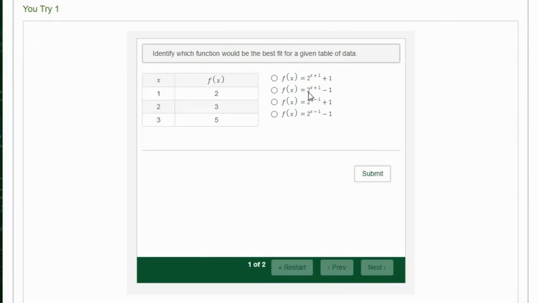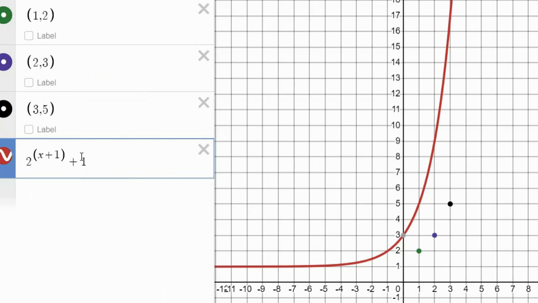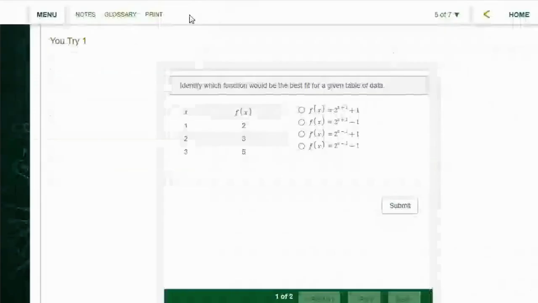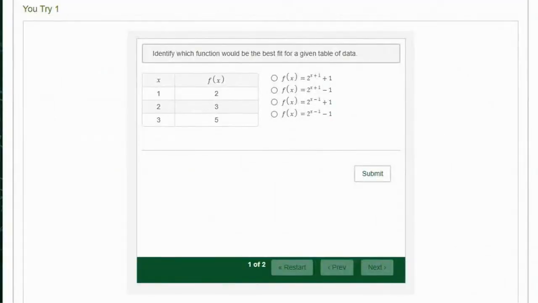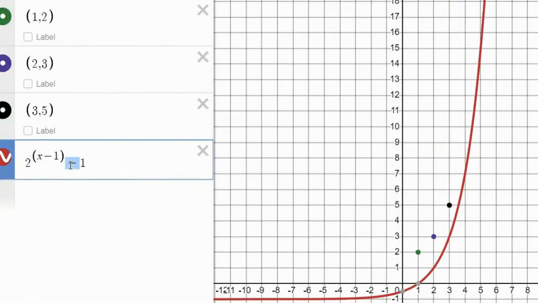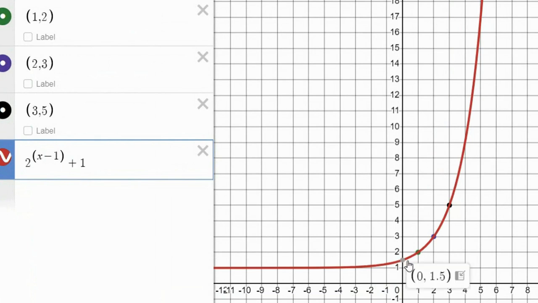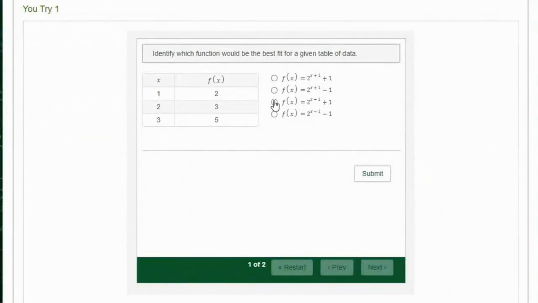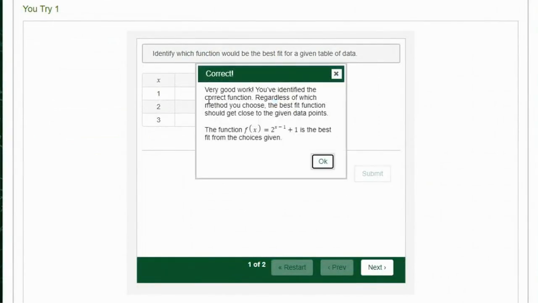How about 2 to the x plus 1 minus 1? Let's try minus 1. Nope, that doesn't work either. How about 2 to the x minus 1 plus 1? So change this to a minus and this to a plus. Hey, that's it. It goes through all 3 points. So I would come back here and say it's this one. Submit. Correct. That's how I would do that.